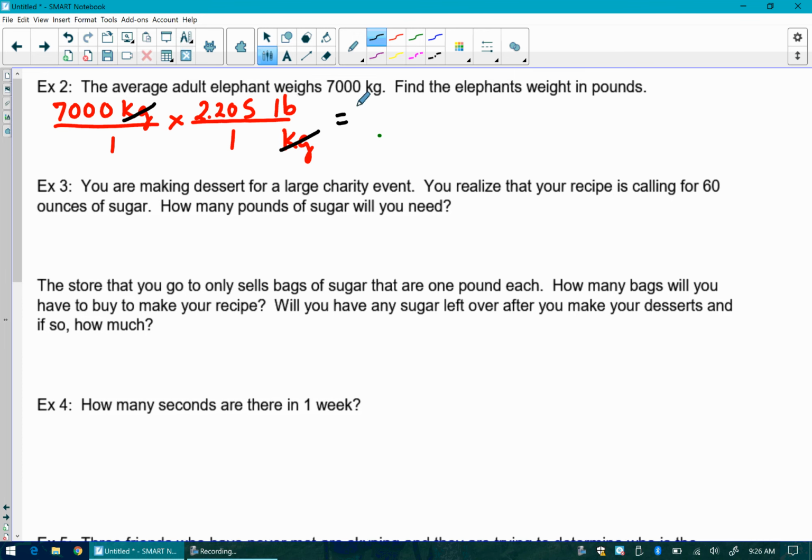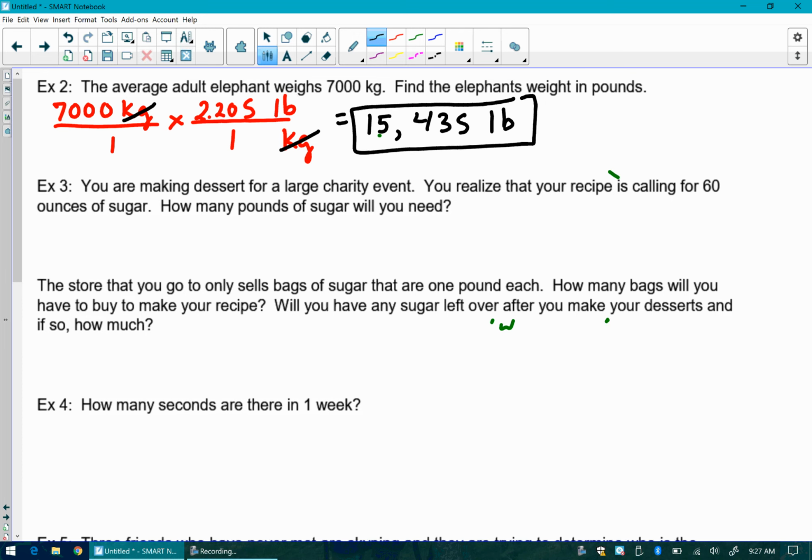I can multiply straight across here. 7,000 times 2.205 should give you 15,435. And then on the bottom, you have 1 times 1, which is just 1. So any number divided by 1 is just itself. So this means then that a 7,000 kilogram elephant, you're looking at well over 15,000 pounds. And that would be your final answer.